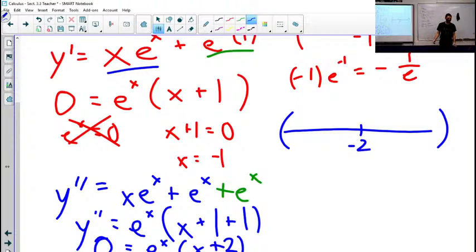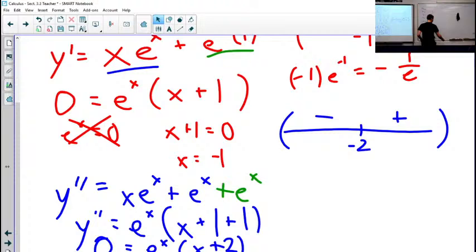And e to the x is not going to be 0, like we've already talked about. This part's going to be positive. So to the left of -2, this is going to be negative. To the right, it's going to be positive. And so that means we go from concave down to concave up.